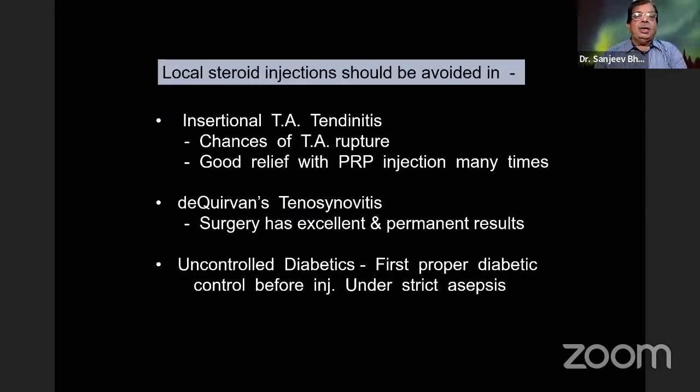They should, of course, be avoided in insertional tendinitis, like at the insertion of tendo Achilles, because there are chances of tendo Achilles rupture. Nowadays, I am finding good relief with PRP injections at this site. Also in De Quervain's tenosynovitis, because it may give temporary relief, but the patient will have to undergo surgery for getting permanent relief.